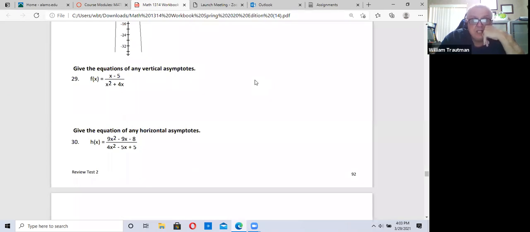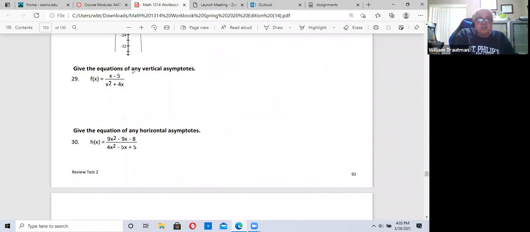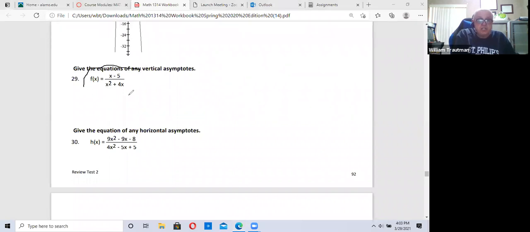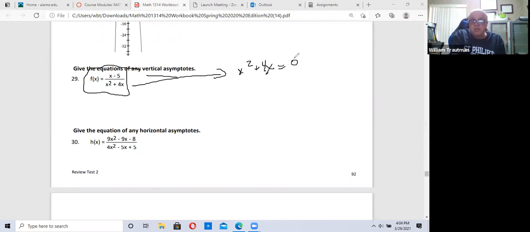And then we had the asymptotes. Give the asymptotes for this equation. The vertical asymptotes. When you have a rational equation like this, a fractional equation, the only thing you worry about is the bottom. The bottom cannot equal 0.